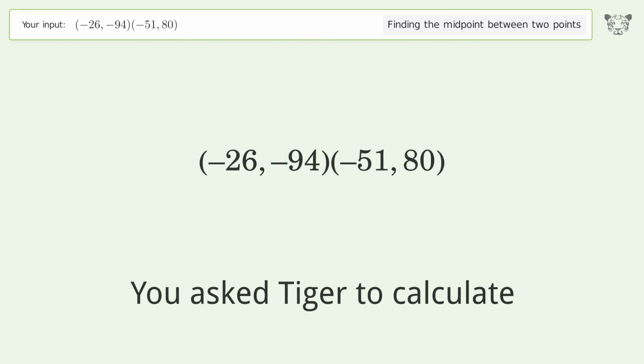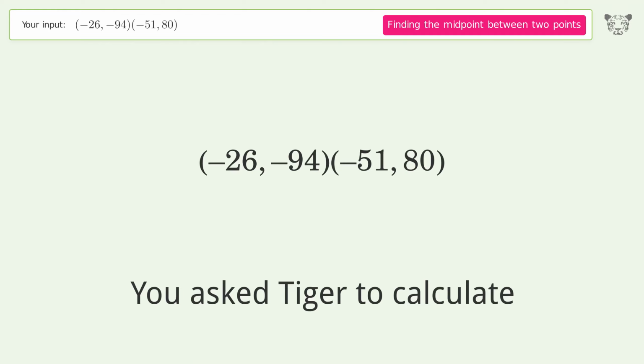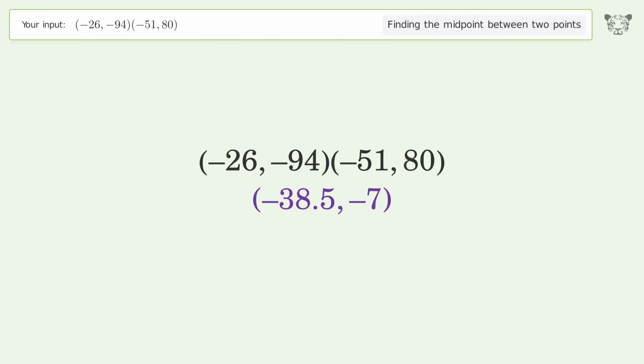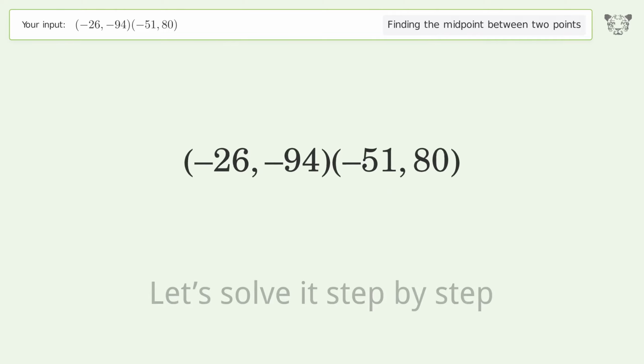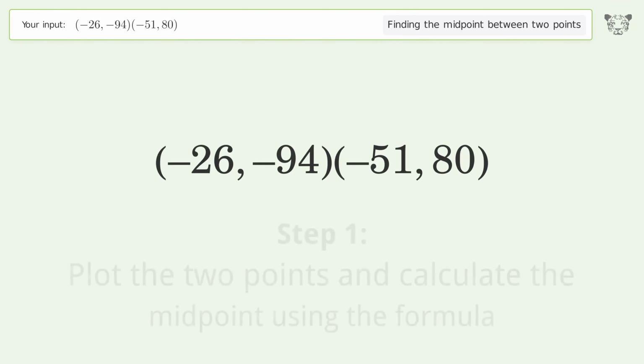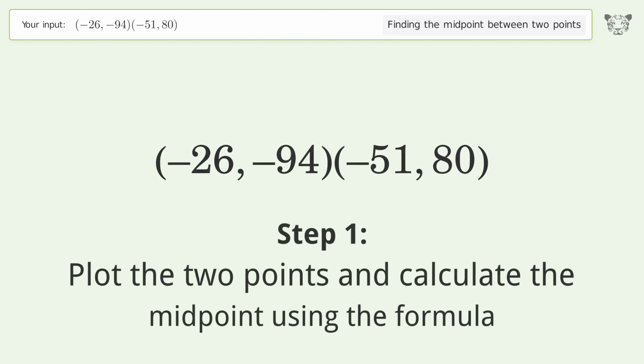You ask Tiger to calculate. This deals with finding the midpoint between 2 points. The midpoint between the 2 points is negative 38.5, negative 7. Let's solve it step by step. Plot the 2 points and calculate the midpoint using the formula.